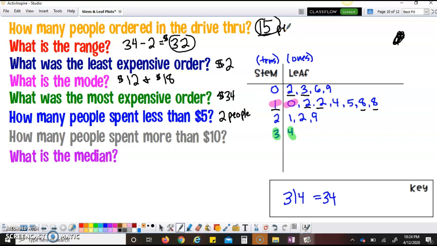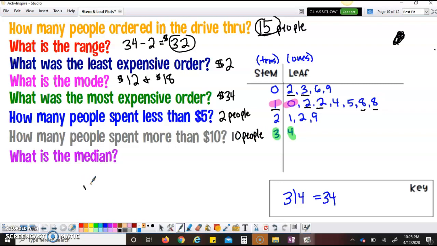And up here, this is people. Let's go ahead and label so we know what we're talking about here. And then how many people spent more than $10? So $10 is not more than $10. So we're going to count everything above that. So 12, 12, 14, 15, 18, 18, 21, 22, 29, 34. So that's 1, 2, 3, 4, 5, 6, 7, 8, 9, 10 people spent more than $10.